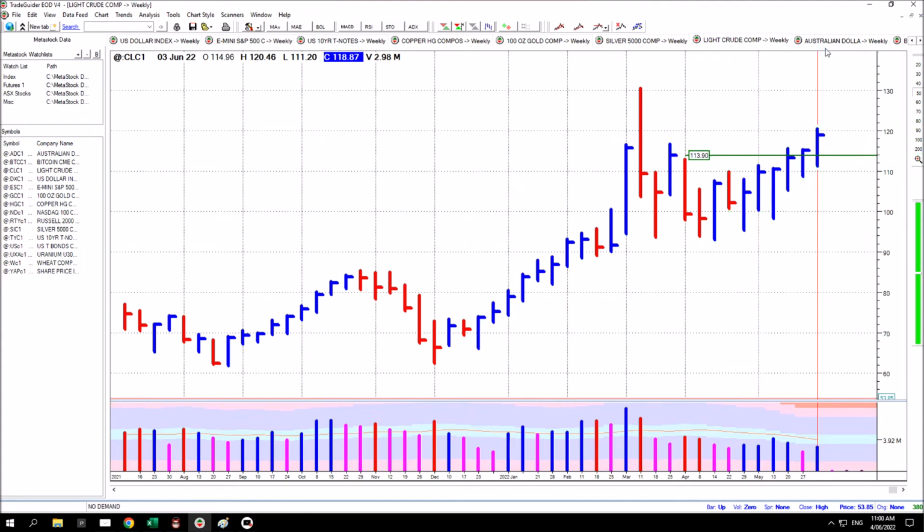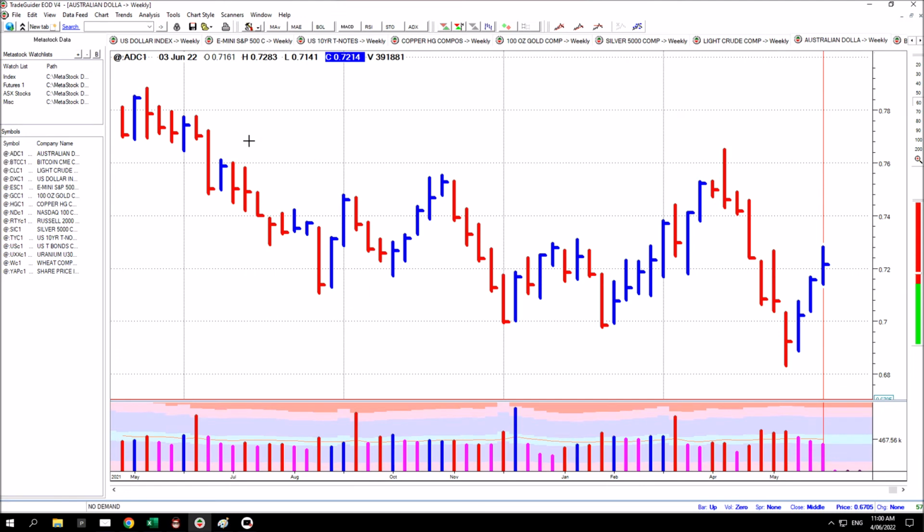Okay, next chart is the Australian dollar. 70 cents is the important level. The market did find some support come in here, confirmed the following week. There was a little gap down. The market spent a little bit of time dealing with that gap. But price has moved higher, albeit on reducing volumes.